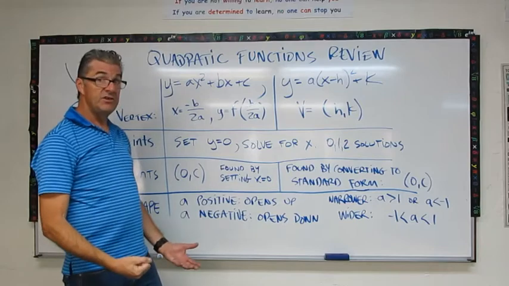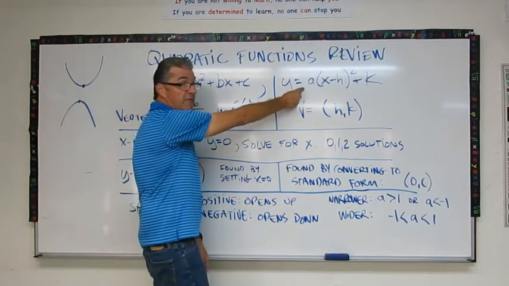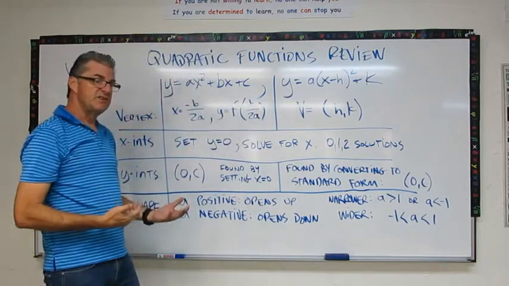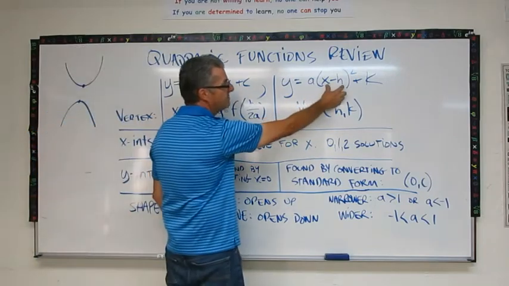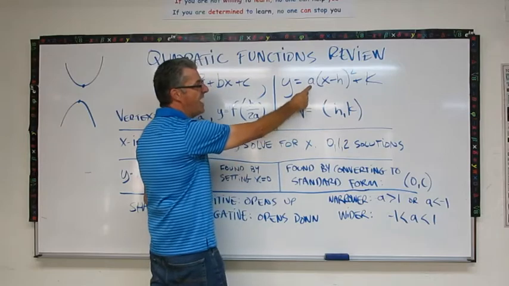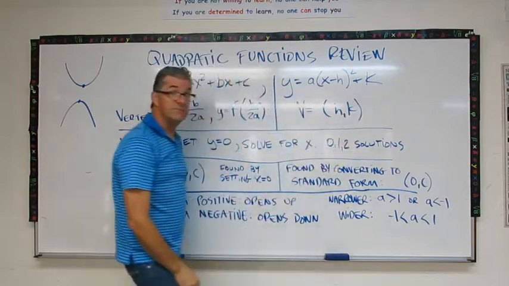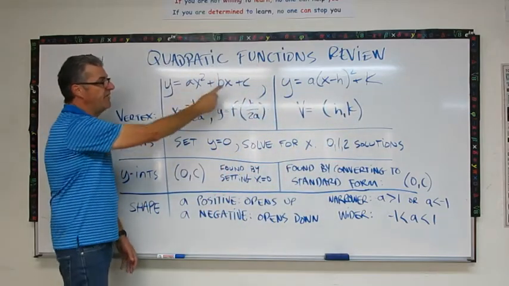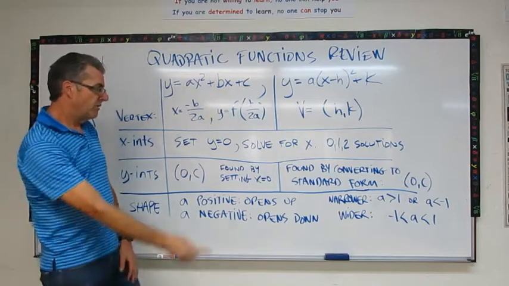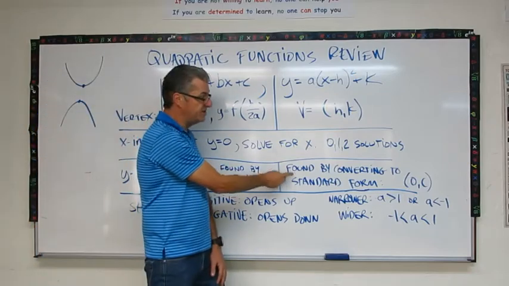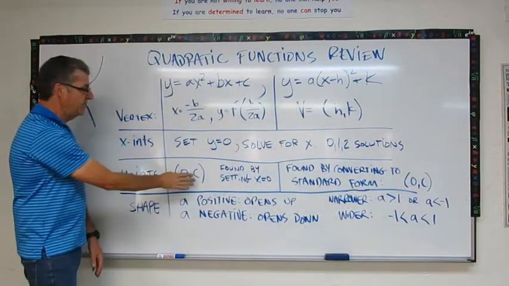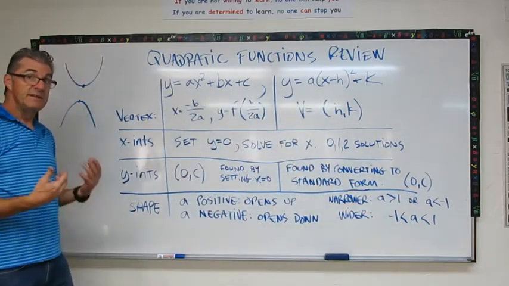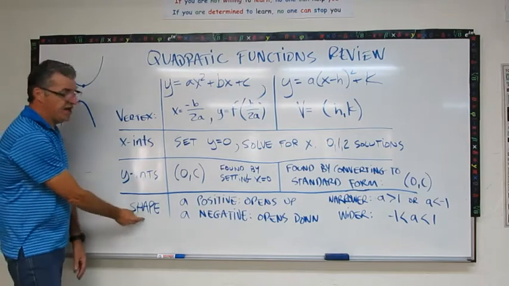So what you have to do, if you're given a vertex form quadratic equation, is you have to convert it to standard form. You have to multiply this binomial, multiply through by a, and then combine your like terms, and that will give you standard form, and then you can grab c. So what I wrote here is found by converting to standard form, and then it's just (0, c) like it was in standard form.